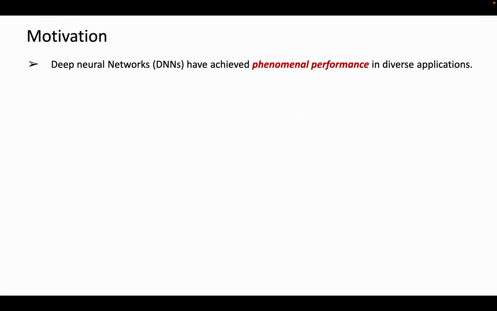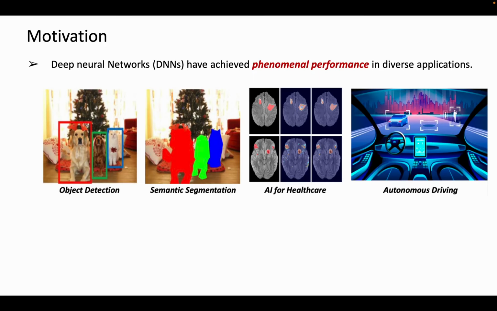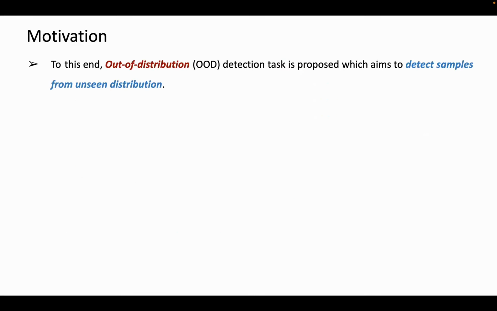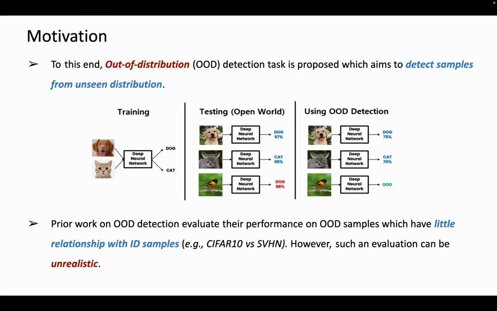Motivation. Deep neural networks have achieved phenomenal performance on diverse applications like object detection. However, they often struggle to handle unseen samples, leading to unreliable predictions. To this end, the out-of-distribution detection task is proposed, which aims to detect samples from unseen distribution. Prior work evaluates on OOD samples which have little relationship with ID samples. However, such an evaluation can be unrealistic.